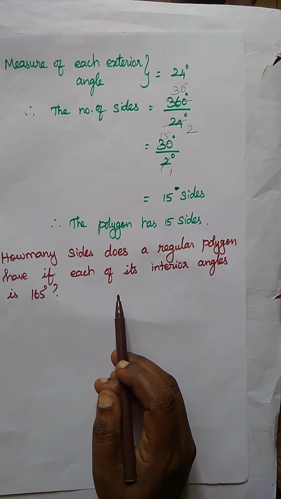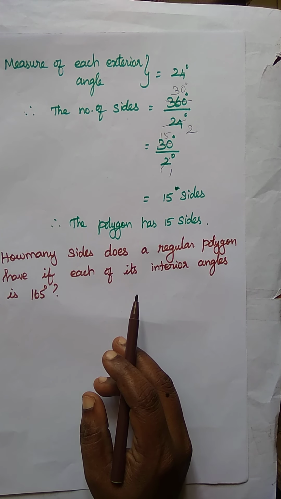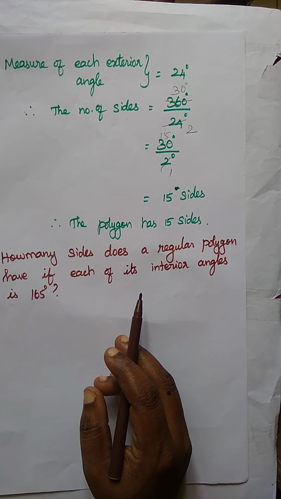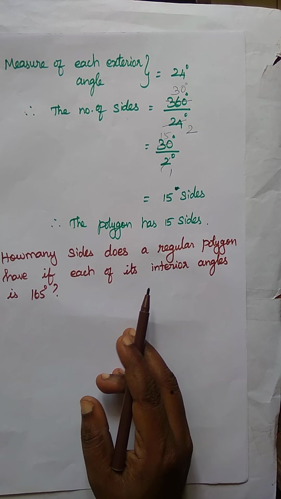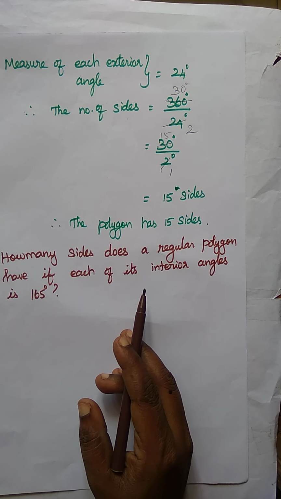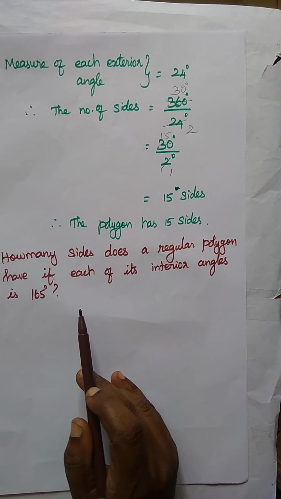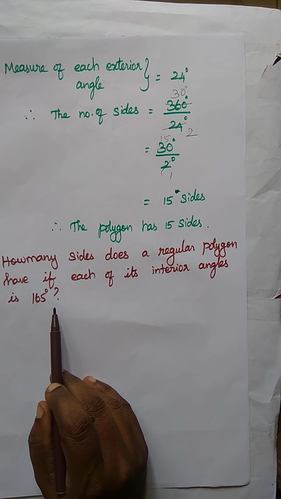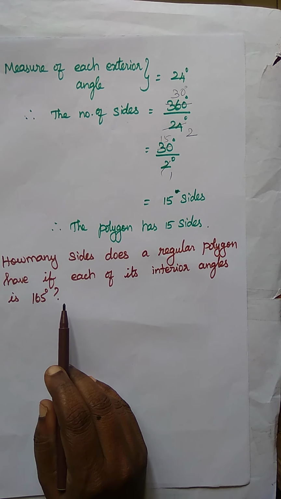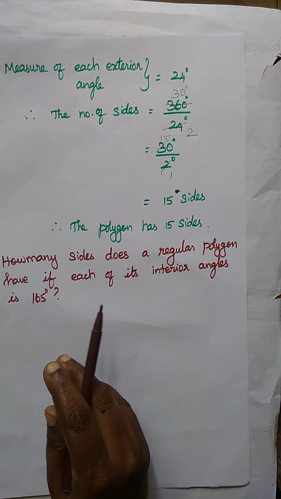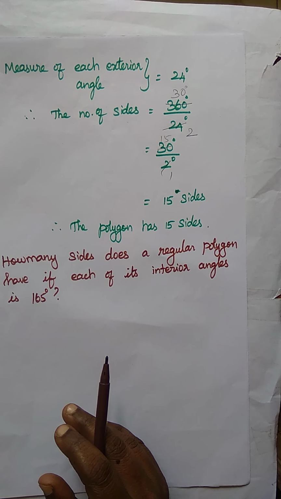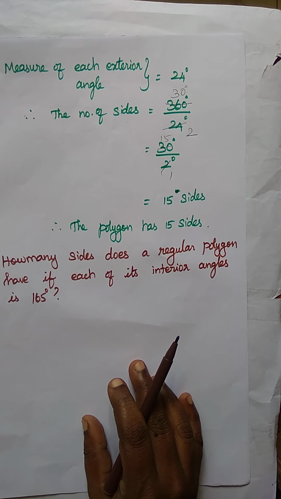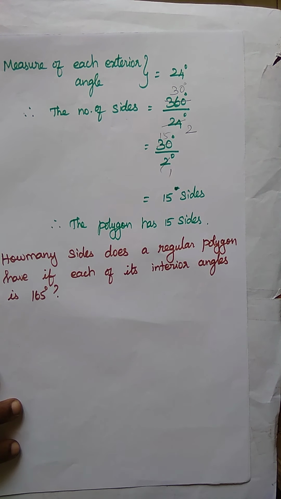So in the first step, we want to find the exterior angle. So total angle minus interior angle, when we apply that, we get the exterior angle. What is the total angle of a regular polygon? 360 degree. Very good. 360 degree minus 165, we get the exterior angle. Okay, then 360 divided by that angle, we easily get the number of sides of the polygon. Okay, clear?